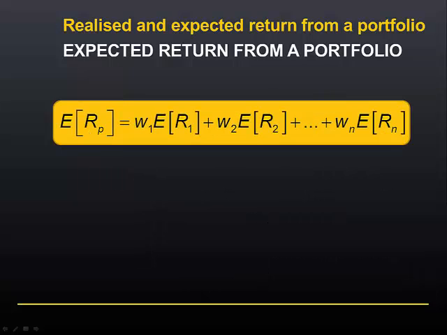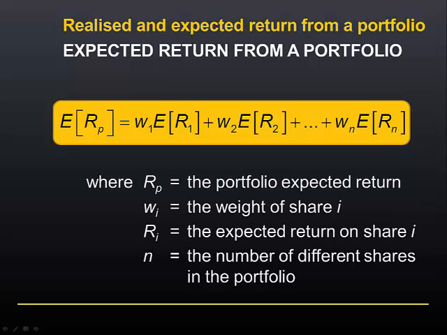This is the formula for the expected return from a portfolio. It is very similar to the formula we just looked at for the realized return, but we calculate the weighted average of the expected returns from each share in the portfolio. We take each expected return, multiply that by the weighting of that share in the portfolio, and then add up the weighted expected returns.